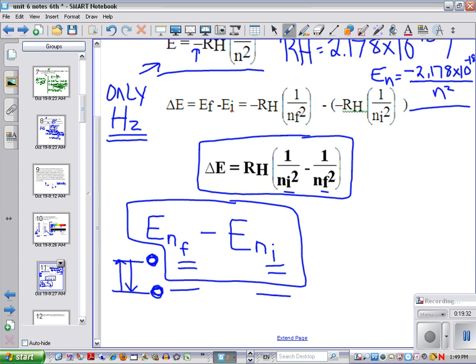Before I change slides, I told you that this only applies to hydrogen. If you have any other element given to you on a test or quiz or anything like that, you have to be given those energies that you find the difference of. You cannot calculate it using this equation.